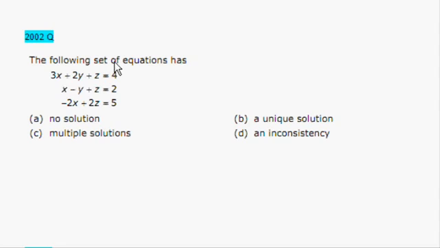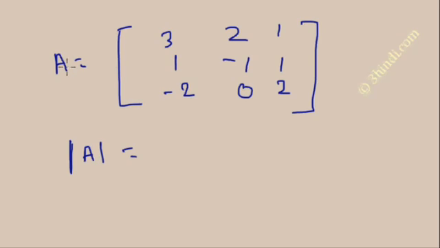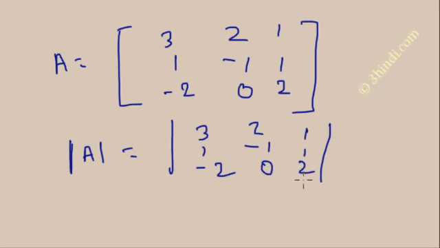The following set of equations, you are required to find out the consistency of this system of equations. So make the two matrices A and K and find out the rank. Here you see the coefficient matrix A is this, and the determinant value is equal to 3 1 minus 2, 2 minus 1 0, 1 1 2. Perform C1 plus C3, because you want to make the maximum number of zeros.